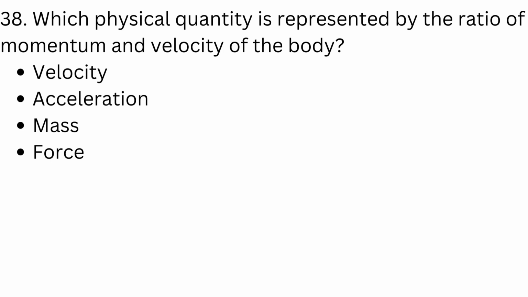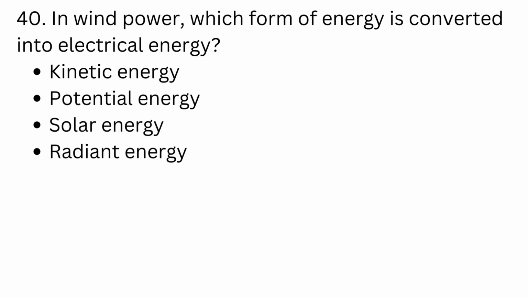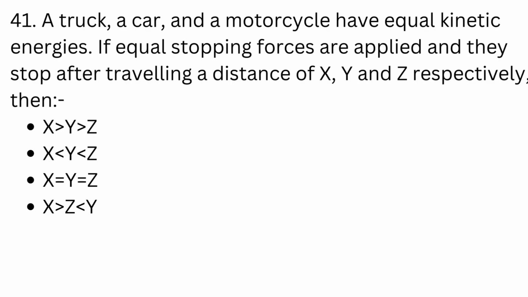Next question is, which physical quantity is represented by the ratio of momentum and velocity of body? Options are velocity, acceleration, mass, force. And the right answer is mass. Next question is, the energy of wind is, options are only potential, only kinetic, electrical, potential and kinetic both. And the right answer is only kinetic. Next question is, in wind power, which form of energy is converted into electrical energy? Options are kinetic energy, potential energy, solar energy, and radiant energy. And the answer is kinetic energy.